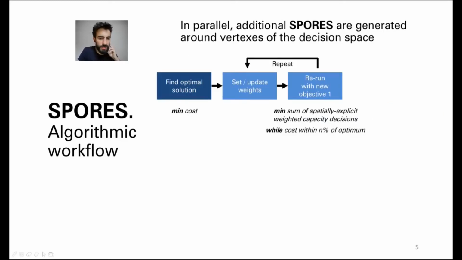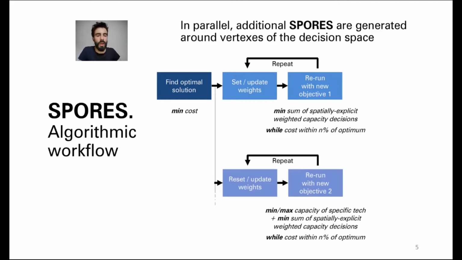In addition to this, the SPORES workflow also foresees parallel runs in which a secondary objective is added to the search for spatially distinctive solutions. And such a secondary objective is the overall minimization or alternatively maximization of the capacity of a specific technology. This is needed, as increasingly recognized by the literature, to make sure that alternatives are originated along different search directions from several vertices of the decision space rather than just along the direction which arises from the cost-optimal vertex. And we will see in a moment a clear example of what this means.